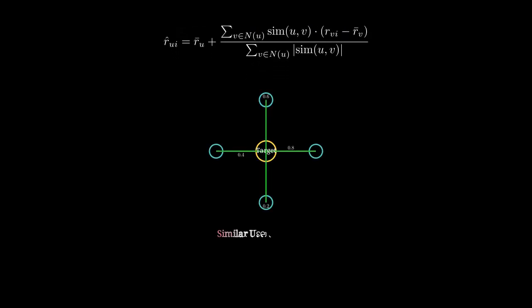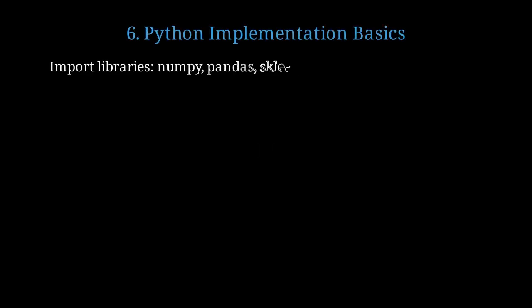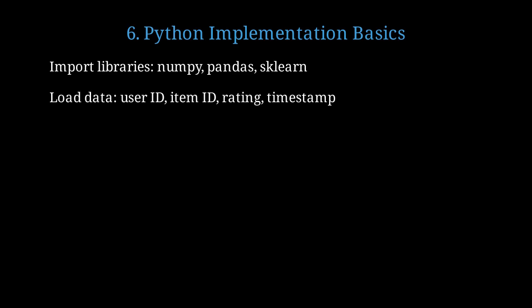We find the target user's similar neighbors, weight their ratings by similarity scores shown on edges, and combine them to predict the rating. Let's look at the key code components to build this system in Python. First, import NumPy for matrix operations, pandas for data handling, and scikit-learn for similarity calculations and machine learning tools. Load your e-commerce data with columns for user ID, item ID, rating or purchase indicator, and timestamp for temporal analysis.